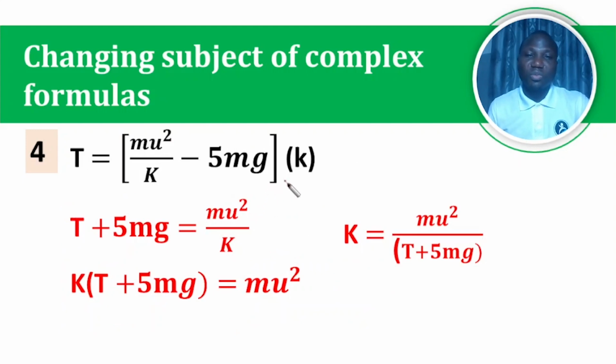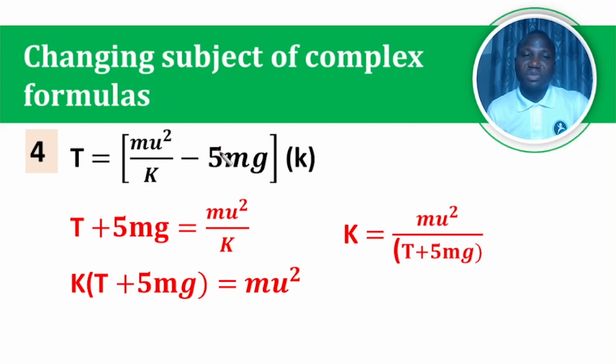Question number 4, to make k the subject here. Look at where the k is. So first thing, remove this bracket. If we remove the bracket here, we have t is equal to mu squared over k minus 5mg.